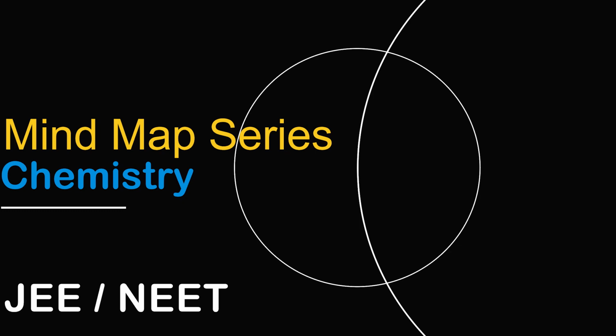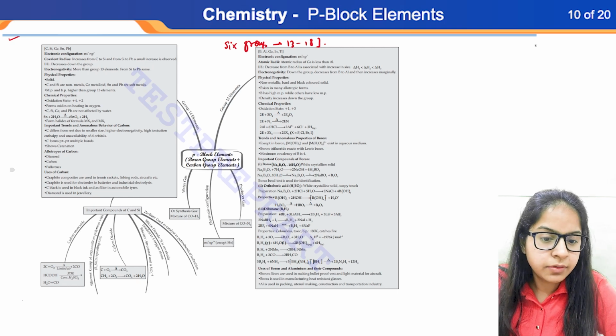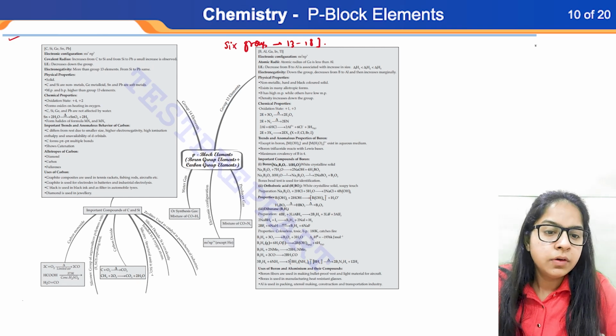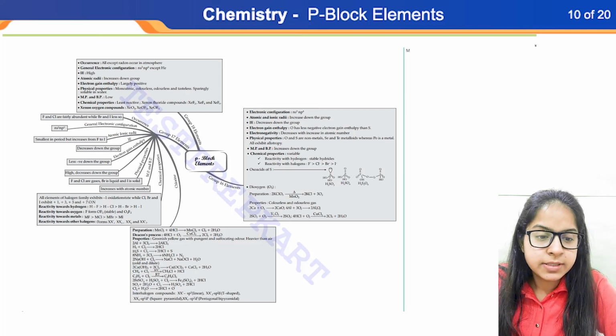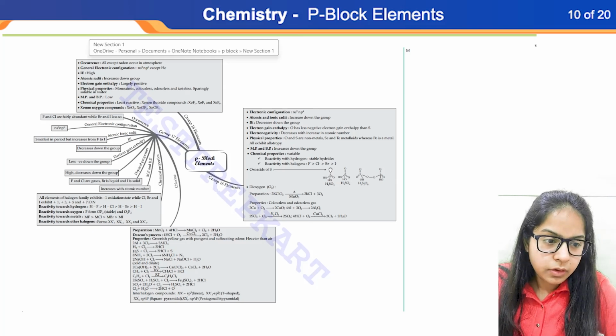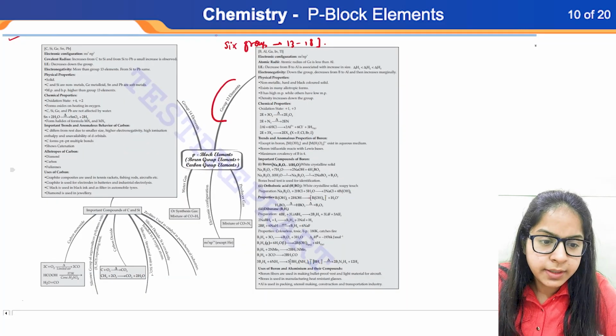The electronic configuration, atomic radius trend, ionization energy trend, electronegativity trend. These are the trends that we are going to discuss today. We will also discuss some of the important chemical properties of the elements present in this group. So I have group 13 elements.